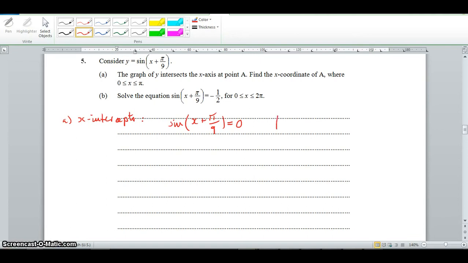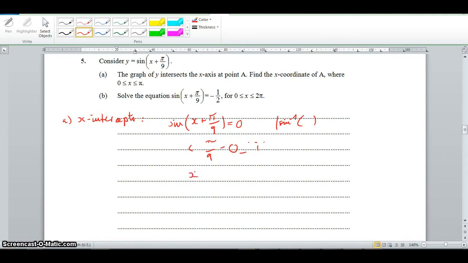In order to solve for this, I can do it algebraically at first. I can do the inverse sine on both sides, and then I would get x plus pi over 9 equals, well, the inverse sine of 0 is 0 plus all other solutions, so k pi, we've discussed this in class a little bit, or plus minus here, okay?